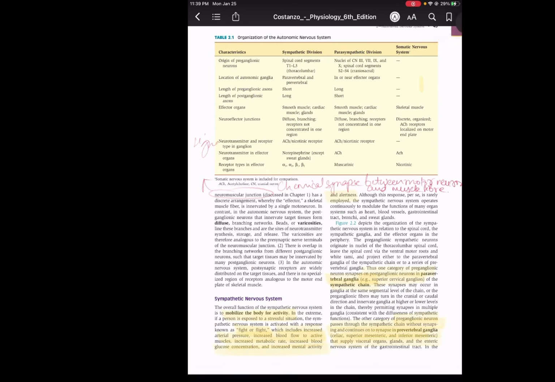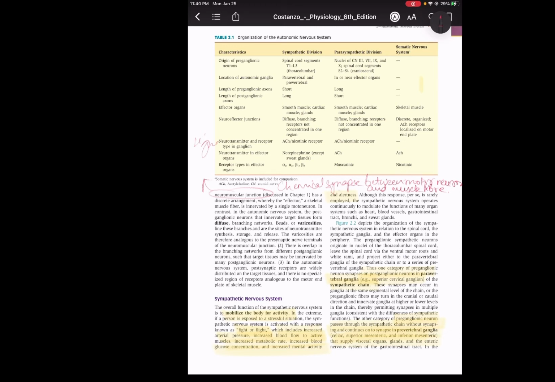So what is basically a neuromuscular junction? A neuromuscular junction is nothing but a chemical synapse between motor neurons and muscle fiber. They need a chemical signal, and that's it. It's a connection between a neuron and skeletal muscle. So if someone asks you what a neuromuscular junction is, it's a neuron-skeletal muscle connection.